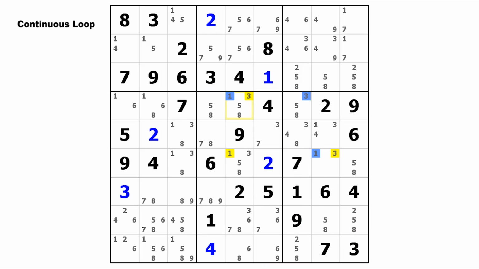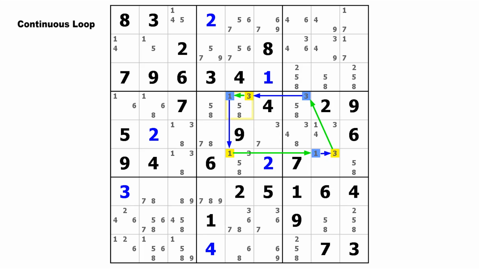Here in this diagram, we have strong, weak, strong, weak, strong, and weak. Again, 6 candidates and 6 links. They alternate strong and weak with no deviations, and they loop right back to where they start. But this time it looks a little different because one of the weak links is within a single cell instead of a house. But the logic is the same. All 3 of those weak links have become strong links because the loop is continuous.